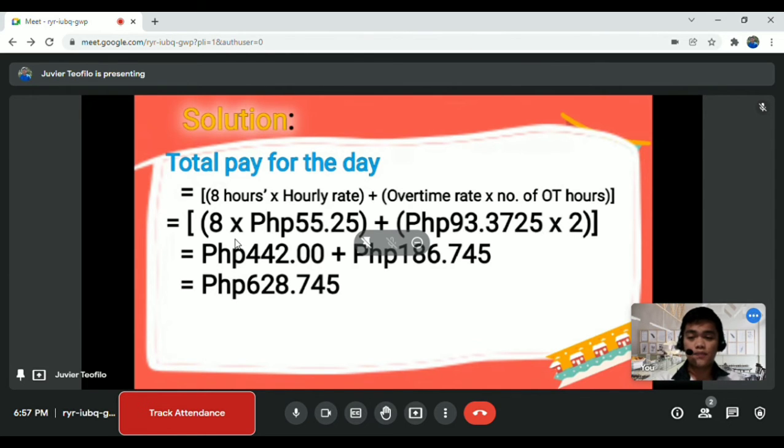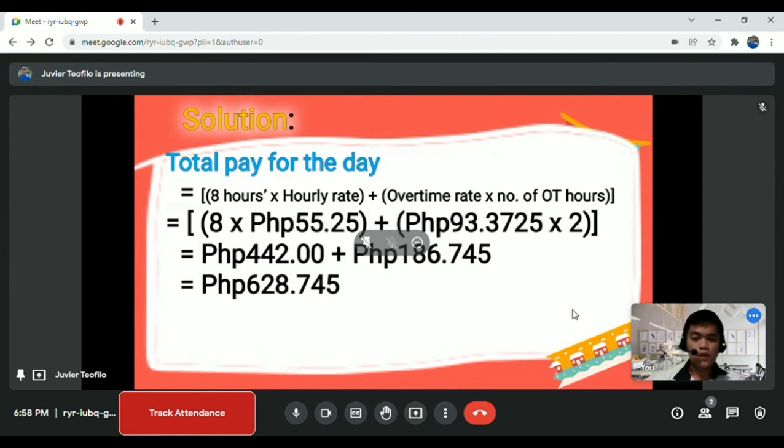Now, if you are going to multiply this, we have 442 pesos plus 186.745 centavo. To sum it up, this is our final answer in problem number 2: 628 pesos point 745 centavos. Okay, in terms of rest day or special day. So, let's proceed to our next slide.